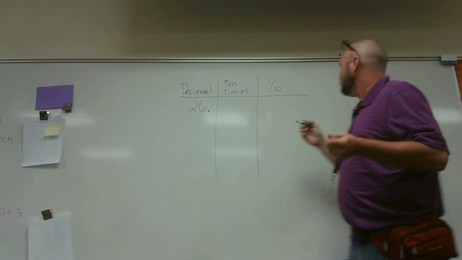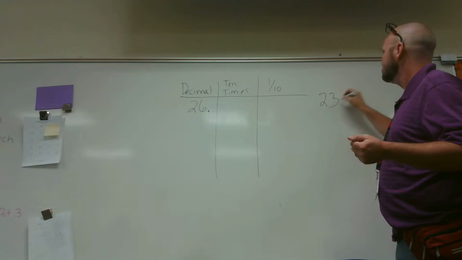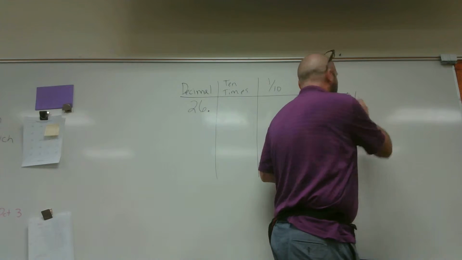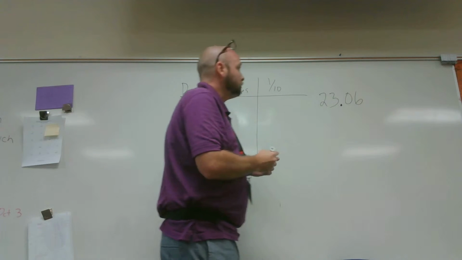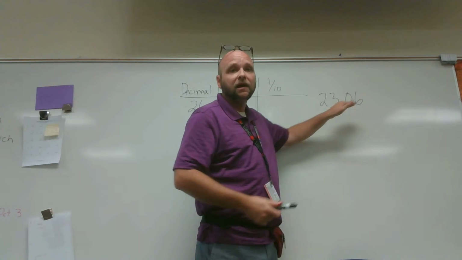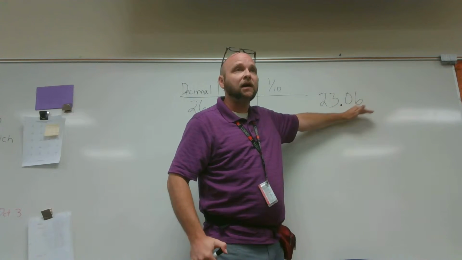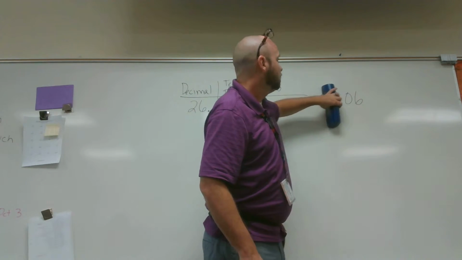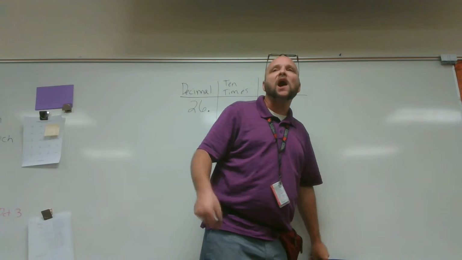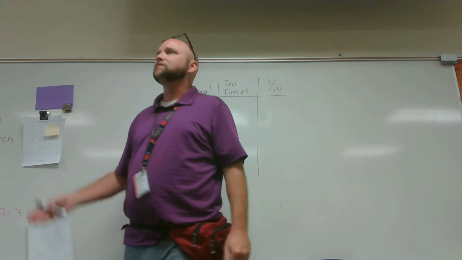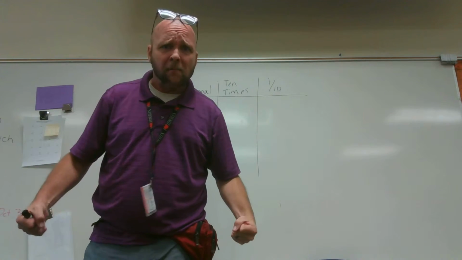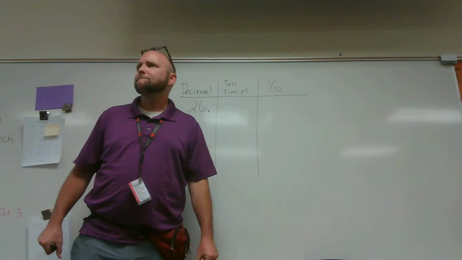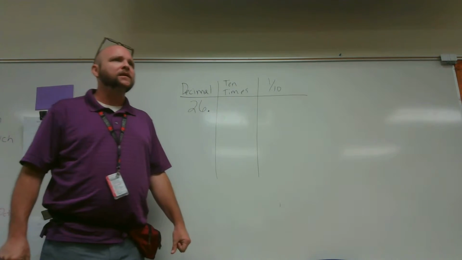Yes, because if you had $23.06, you'd put it there. And you have 23 whole dollars and then 6 parts of a dollar, 6 hundredths of a dollar. So it's the same thing. Anytime you have a number where the decimal's not written down, it's always written at the back.